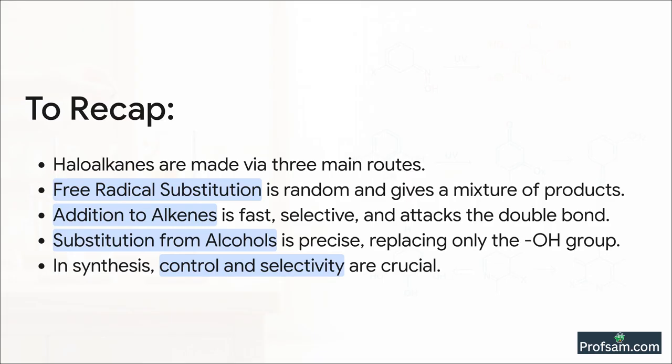Free radical substitution is random and messy. Addition to alkenes is fast and specifically targets the double bond. And substitution from alcohols is a precise swap of just the OH group. And above all, always remember, in chemical synthesis, control and selectivity are what matter most.